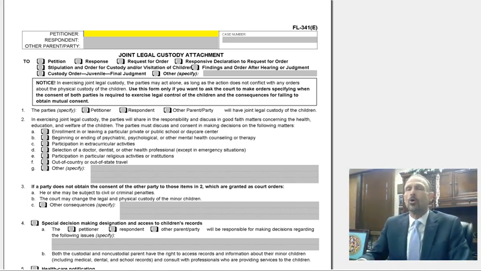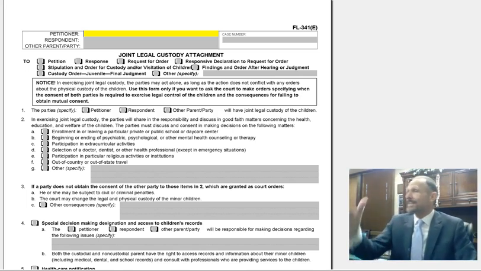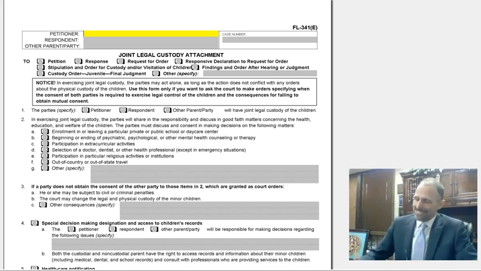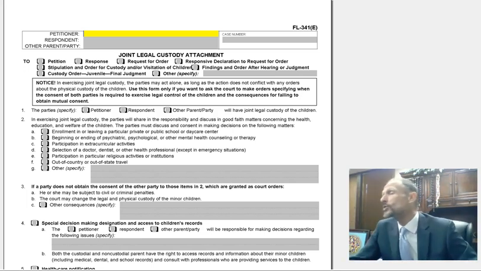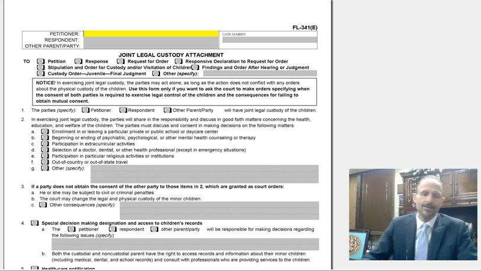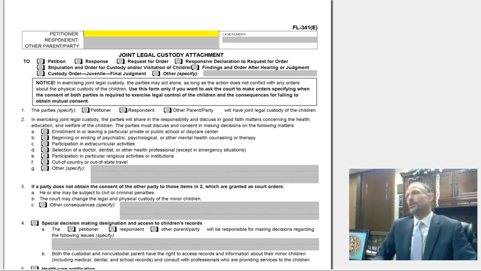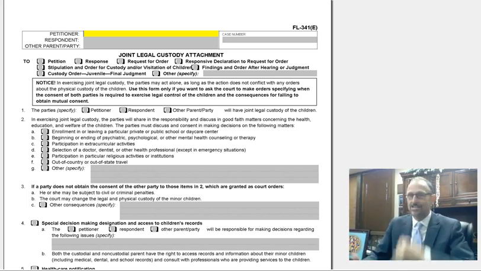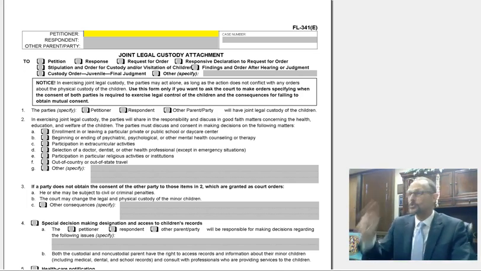I am now going to go over another form that is attached to a judgment. It might be attached to some other court orders for custody. It could be attached to a request for orders if you're asking for custody orders, or a responsive declaration if the other parent filed a request for orders. Anyway, this again is an attachment form with regard to legal custody.